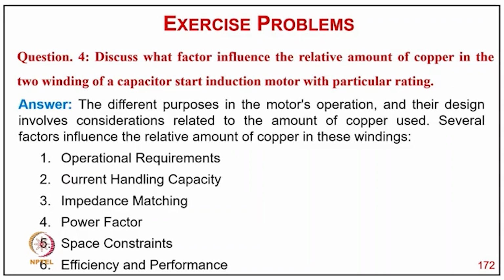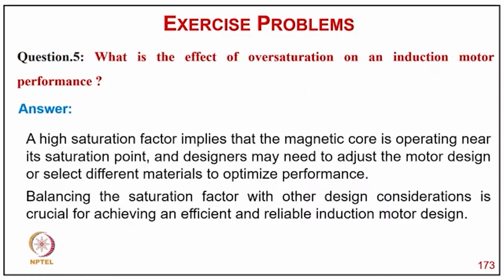Now coming to question 4: discuss what factors influence the relative amount of copper in the two windings of a capacitor start motor with a particular rating. The different purposes of motor operation and their design involve considerations related to the amount of copper used. Several factors influence the relative amount of copper in the windings, like operational requirement, current handling capacity, impedance matching, power factor, space constraint, and efficiency and performance.